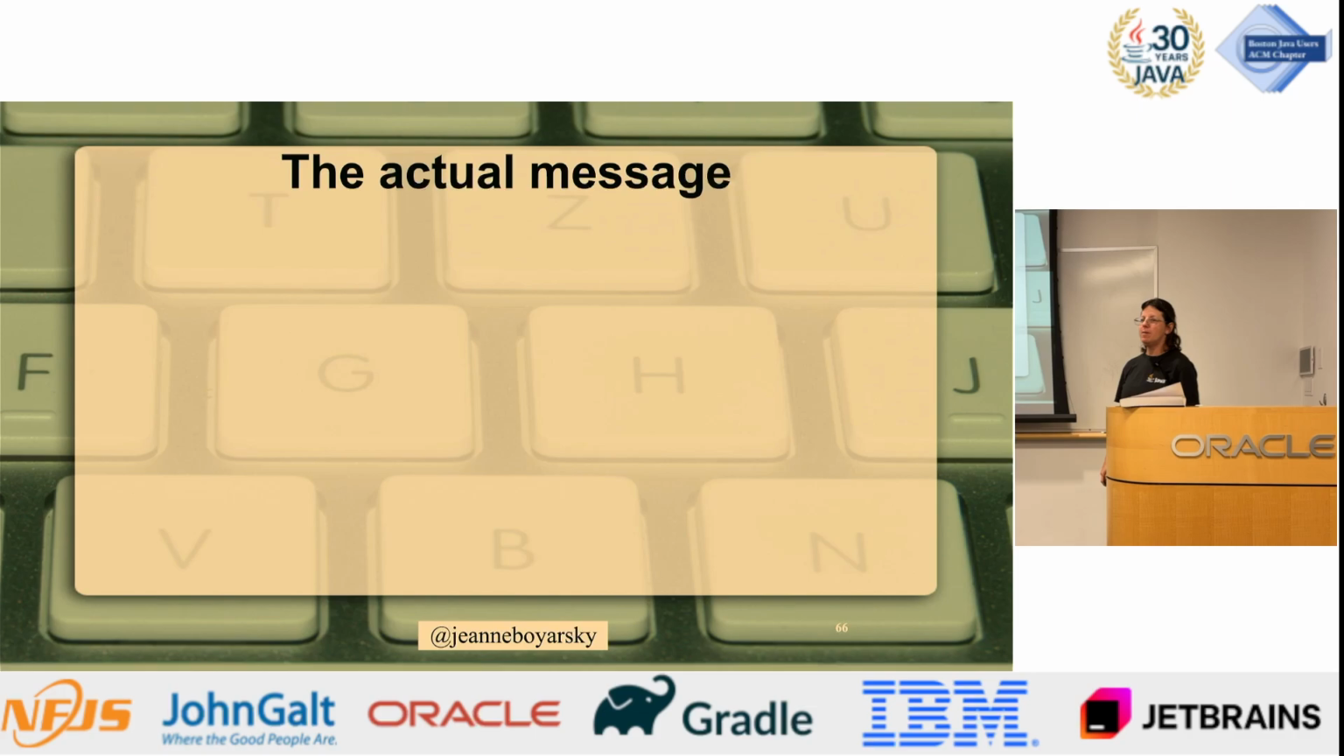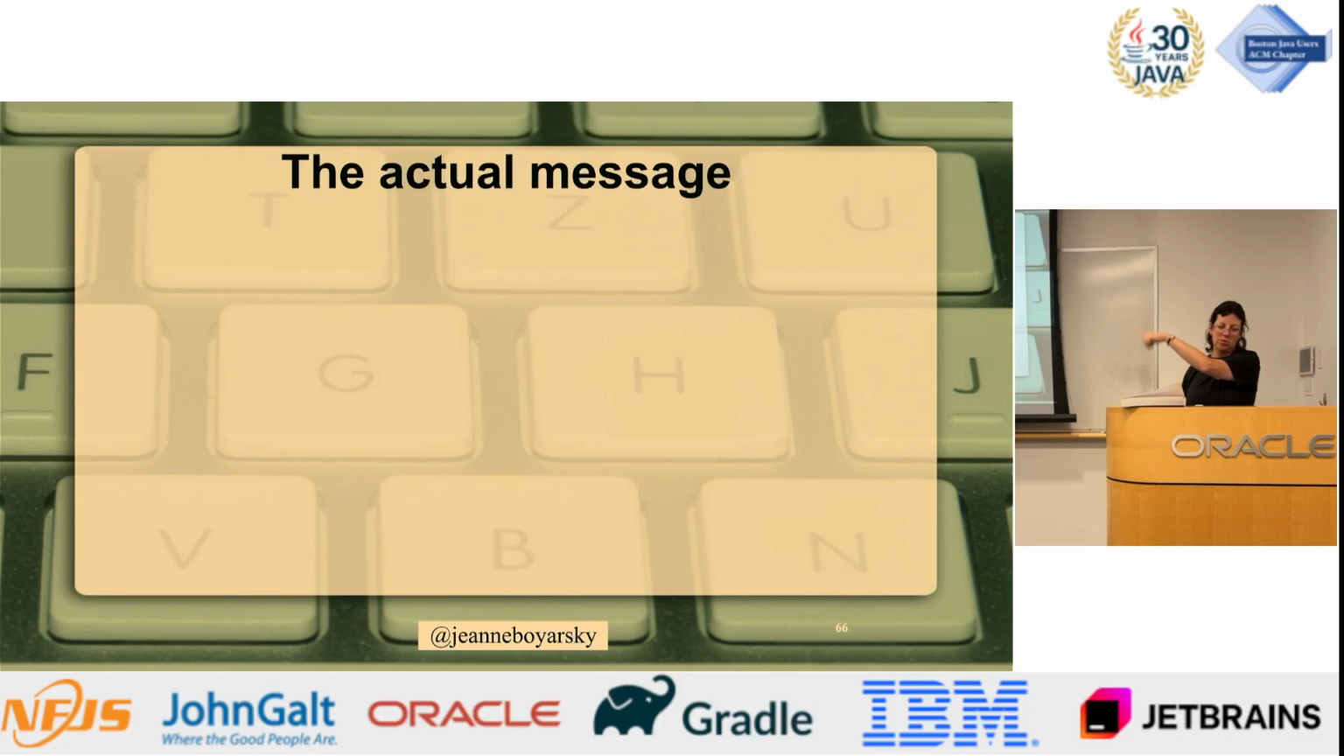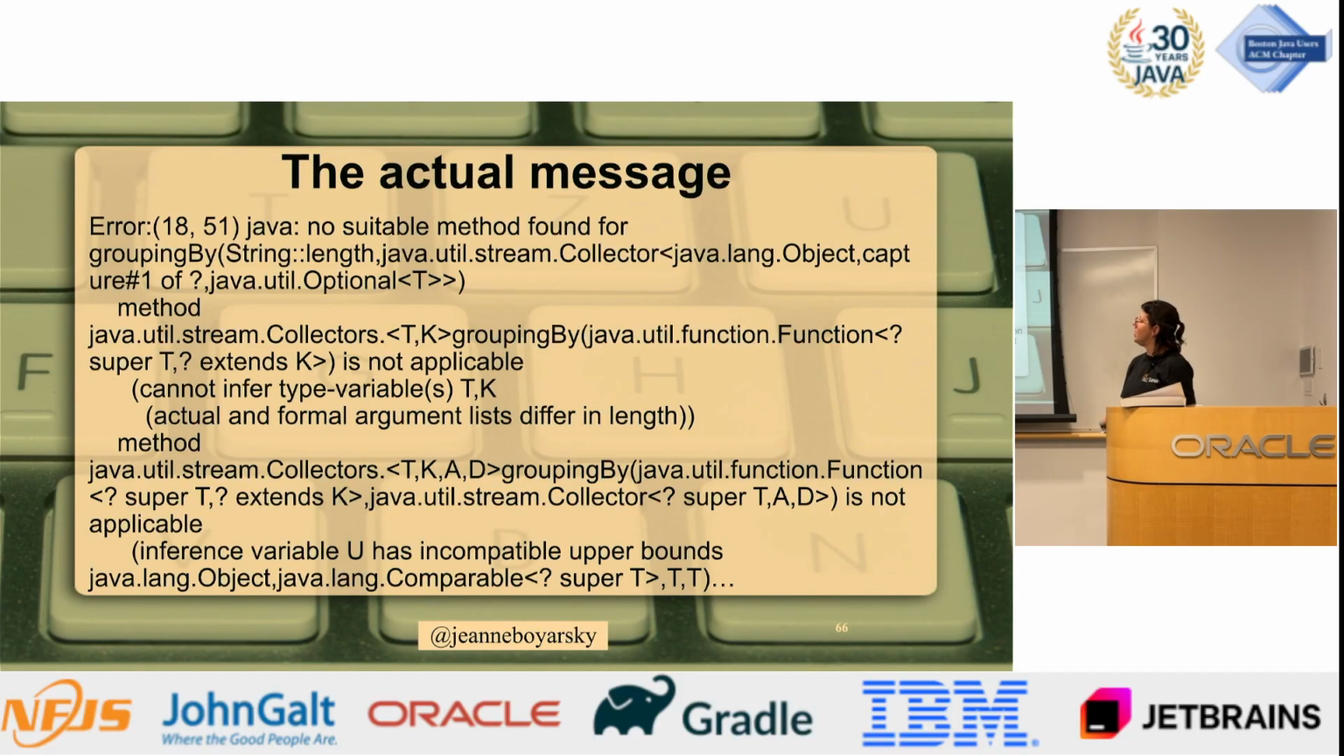The message begins with no suitable method found, but this is the actual stack trace. And it barely fits on the screen. If you read this, who knows what it does. But what it's complaining about is that I've left to inference what the comparator type was, and therefore it doesn't know and it doesn't work anymore.